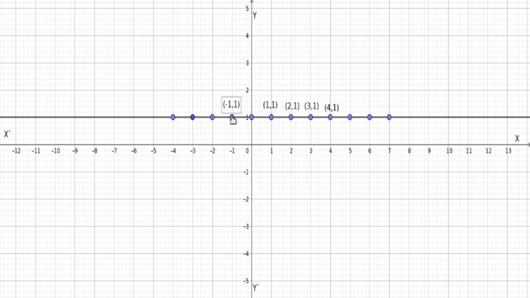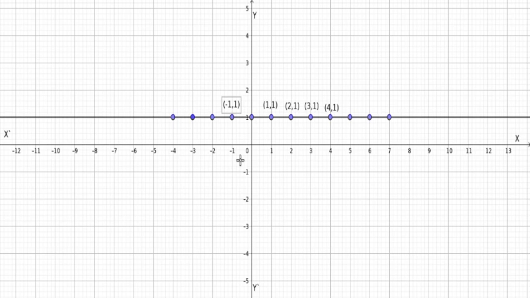Right? See, if we come to the second quadrant, in the second quadrant also the x coordinate is -1 and the y coordinate is 1. That is, the y coordinates are the same. If a line is parallel to the x-axis, the y coordinates are the same for all the points on that line.